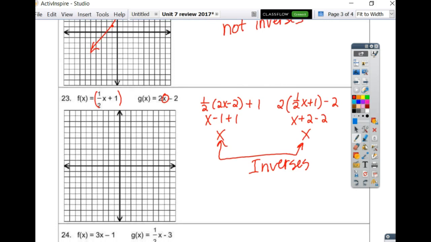So if I'm going to graph, the first one, the y-intercept is 1, up 1 over 2. And the second one, it's minus 2. It's up 2 over 1, up 2 over 1.